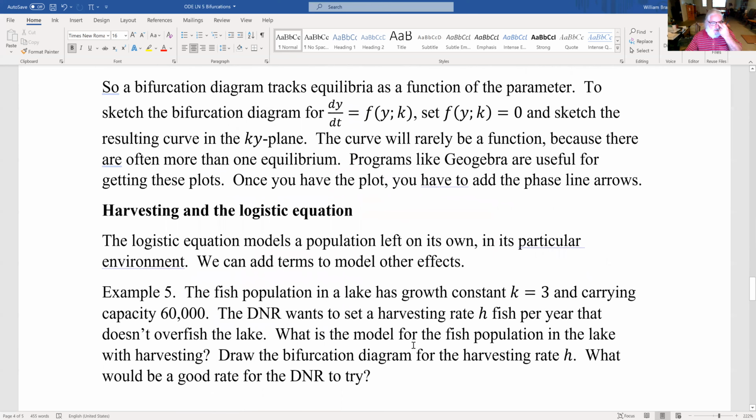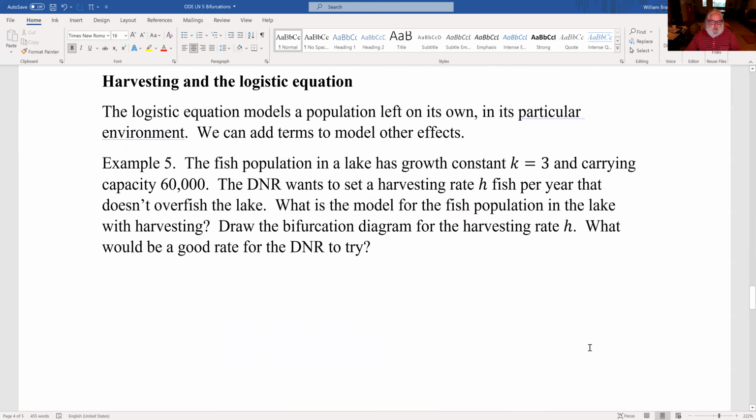So bifurcation diagrams track equilibria as a function of the parameter. Sketch the bifurcation diagram for dy/dt equals this. And so this is sort of directions about how to sketch a bifurcation diagram when you get a problem in the homework. So harvesting and the logistic equation.